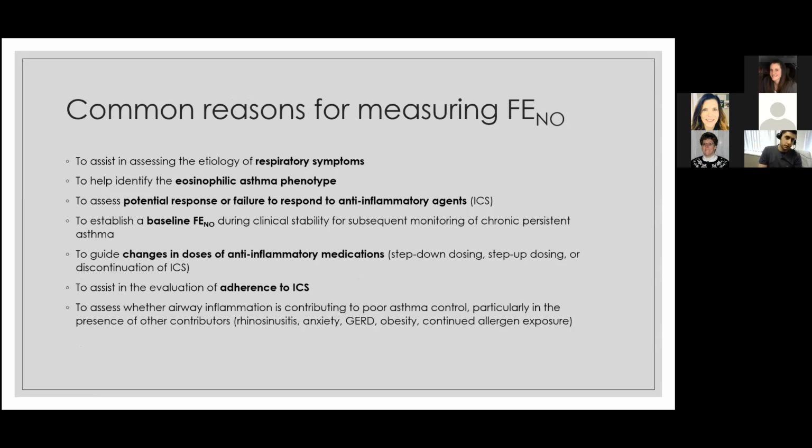Sometimes physicians will use it to obtain a baseline FeNO during clinical stability, and then use that for subsequent monitoring of chronic persistent asthma. It can also be used to guide changes in the doses of your anti-inflammatory medications, whether you want to step down, step up, or even discontinue your inhaled corticosteroid. It can also be used to assist in the evaluation of a patient's adherence to inhaled corticosteroids.